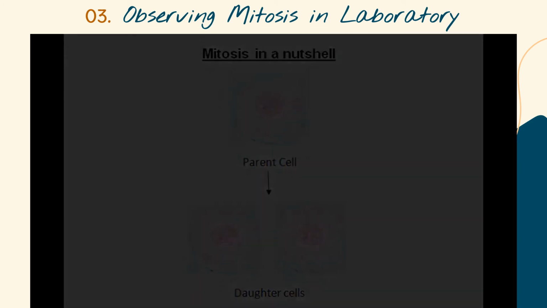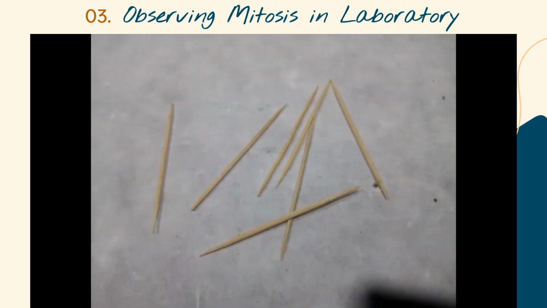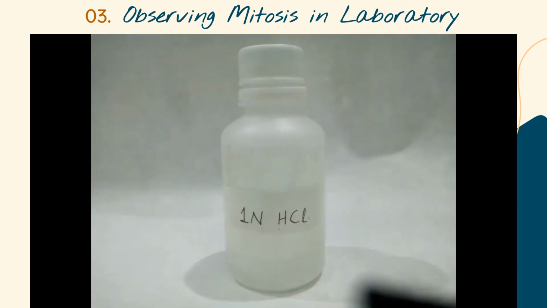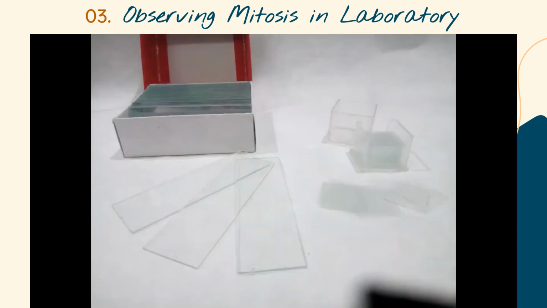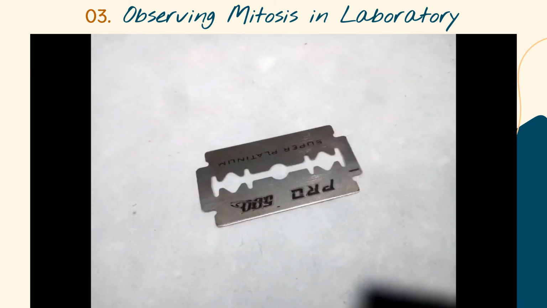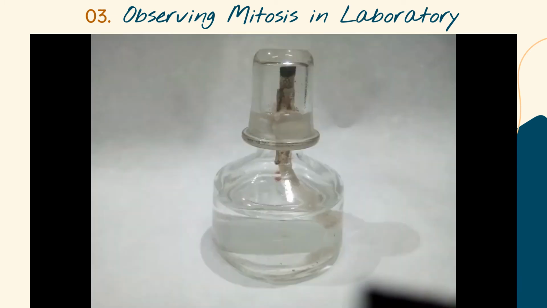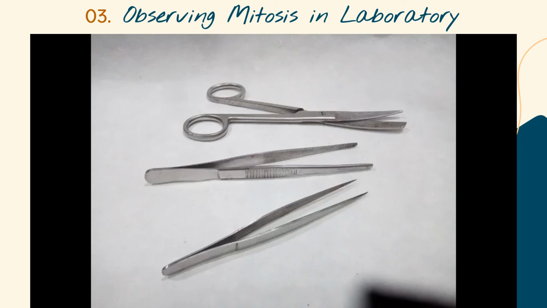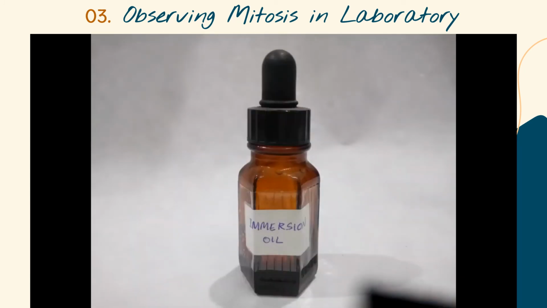For the experiment, you will need onion or garlic bulb, beakers, toothpicks, Carnoy's fluid, 70% ethanol, 1 normal hydrochloric acid, acetocarmine or aceto-orcein stain, glass slides and cover slips, blade or scalpel, watch glasses or petri dishes, tiny vials or containers, spirit lamp or Bunsen burner or any flame source, blotting paper, droppers, thumb forceps and a pair of scissors, compound light microscope, and immersion oil.